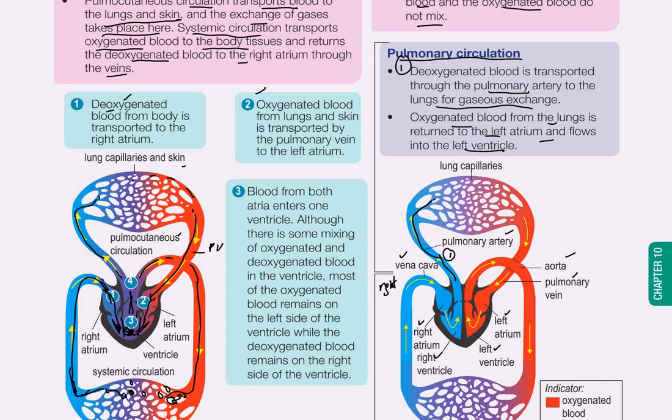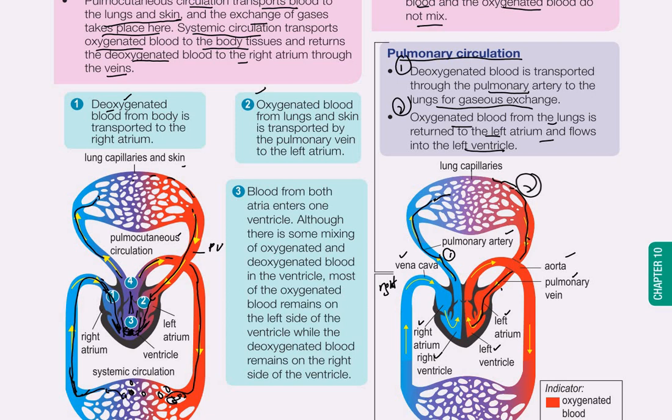So gases exchange occurs in the alveolus. As you remember, in the alveolus the gases exchange occurs. So now the blood will get the oxygen, so it becomes oxygenated blood, right? So the oxygenated blood here will flow from the lungs to the left atrium first and then to the ventricle through the pulmonary vein. Okay, so number 2 here.